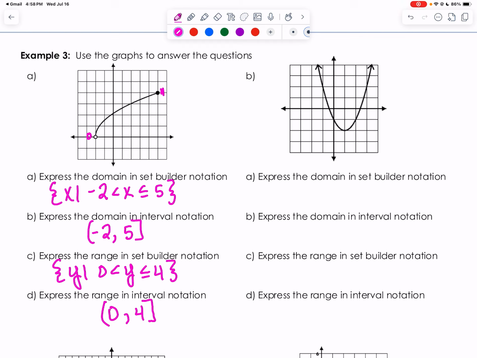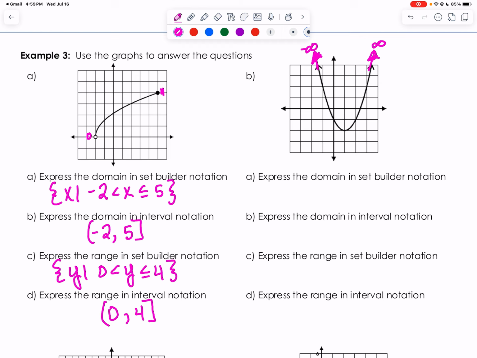In problem B, we have a function that is going off to the left forever on that side, and it's going off to the right forever on this side. So basically our smallest x value is negative infinity, and our largest x value, since it's going forever to the right, is positive infinity. So to put this in set notation, really what this means is that x can be any number. It can be any real number.